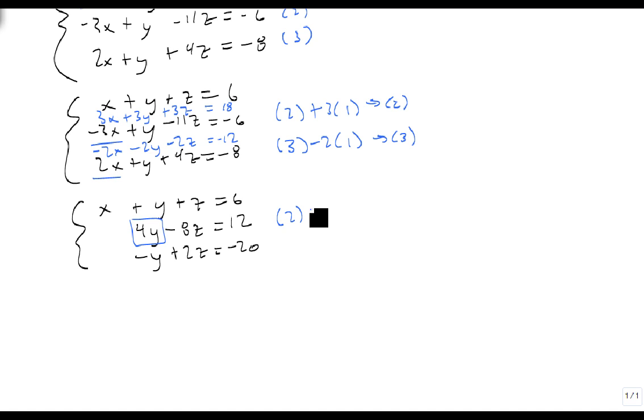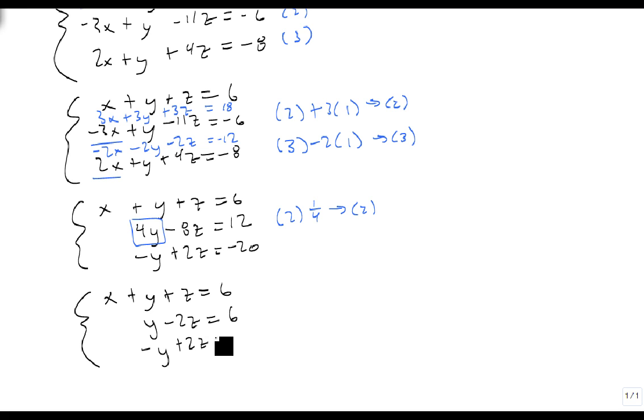We're going to take row 2 and multiply it by one fourth and store it in 2, and I do that because I noticed that 4 goes into all of these. Another alternative would be to swap these rows and change this sign, but this looks like the most direct route to get there. We're going to get y minus 2z equals 6, and our other equation is minus y plus 2z equals minus 20.